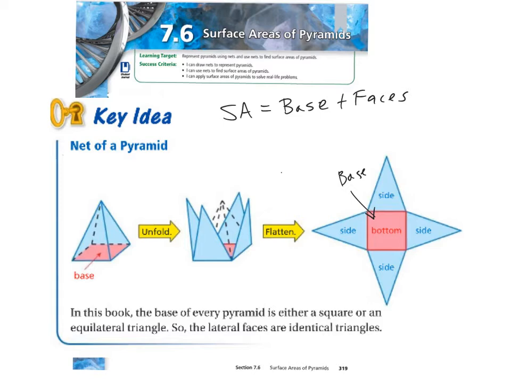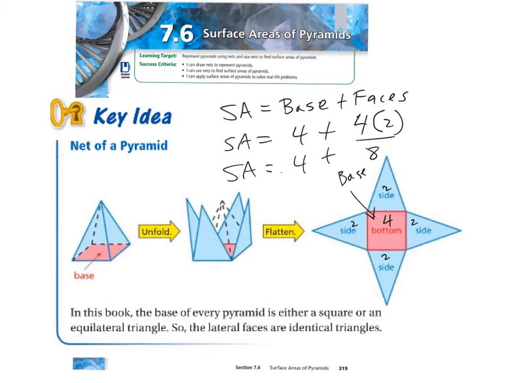So let's just pretend, to make it easy, that the area of this bottom base was 4, and each one of these triangles was 2. The surface area is the base, 4, plus these 2s, but how many triangles do I have? I have 4 triangles, so 4 times 2 is 8. So 4 plus 8, the surface area would be 12. It's really that simple, at least this problem would be.